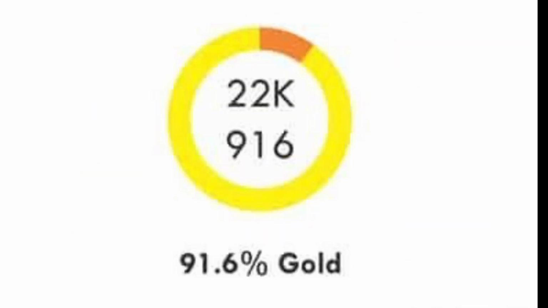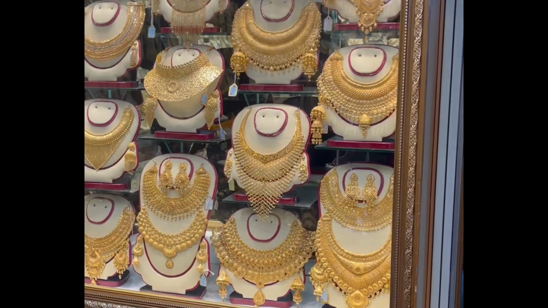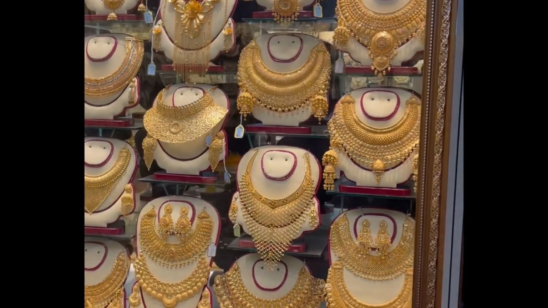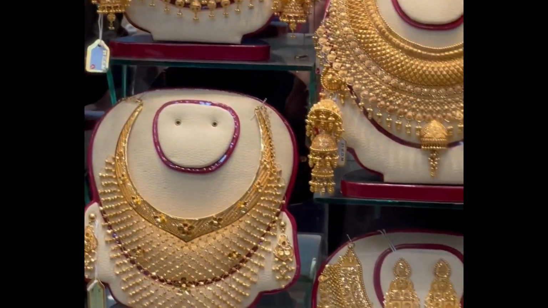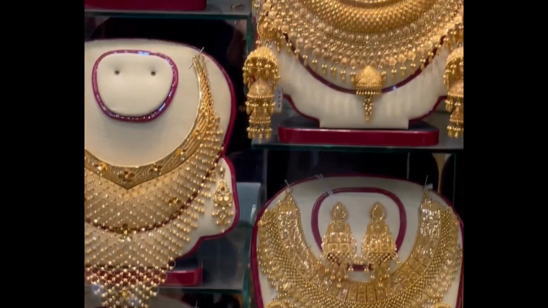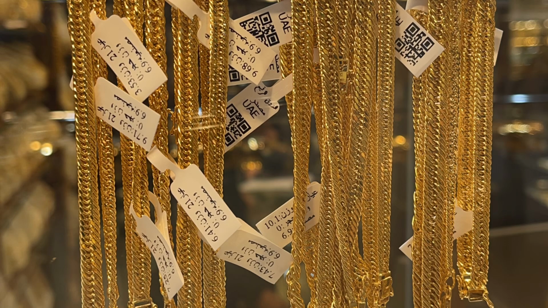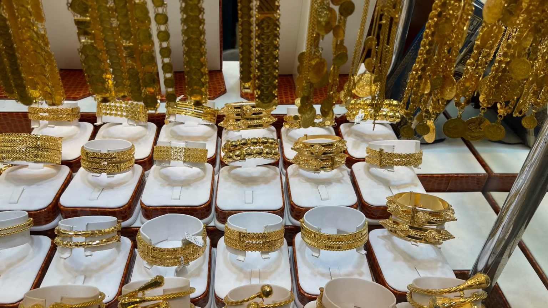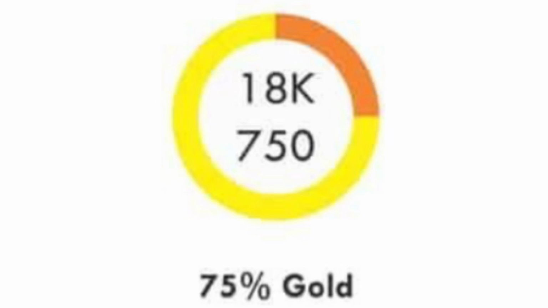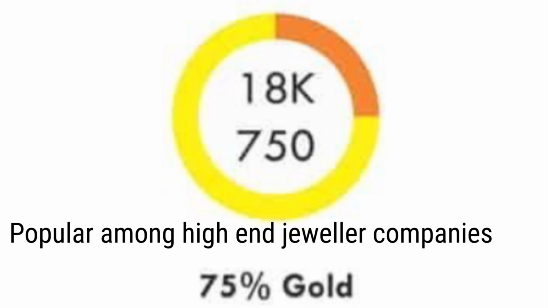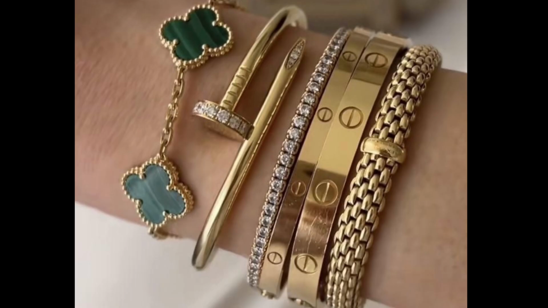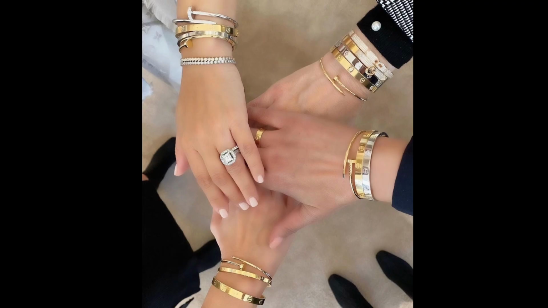22 karat gold is composed of 22 parts gold and 2 parts other metal, usually copper or silver. It's commonly used in traditional and cultural jewelry, and it's very often used in Indian jewelry. Also, there is 21 karat gold, which is very popular in the Middle East. The next one is 18 karat gold, which consists of 18 parts gold and 6 parts other metals. This carat is a very popular choice for fine jewelry, especially in high-end brands like Cartier, Tiffany, Bulgari, and others.